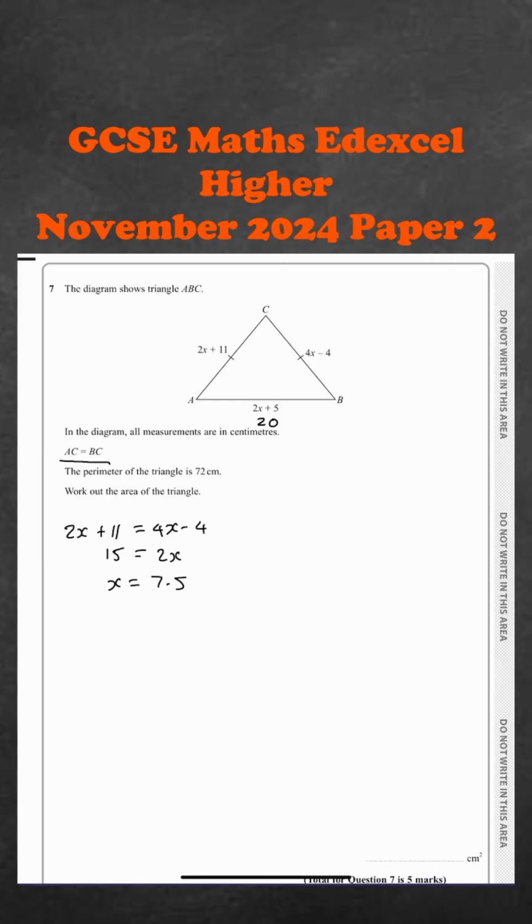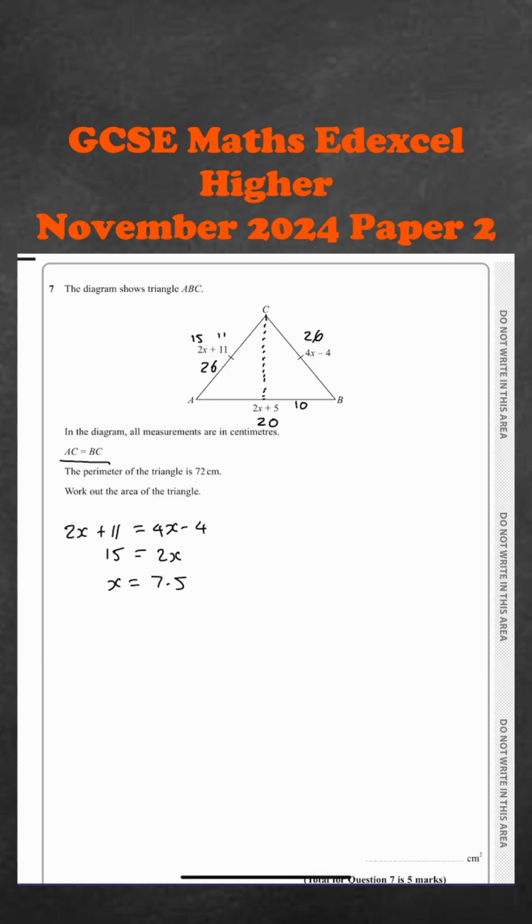So x is 7.5 up here. That's going to be 15. That's going to be 11. That makes these side lengths 26. What we're going to do is half base times height. So we need to find out the height of this triangle. That's right down the middle. So this is going to be 10 here.